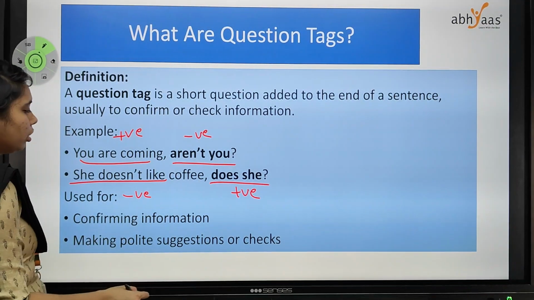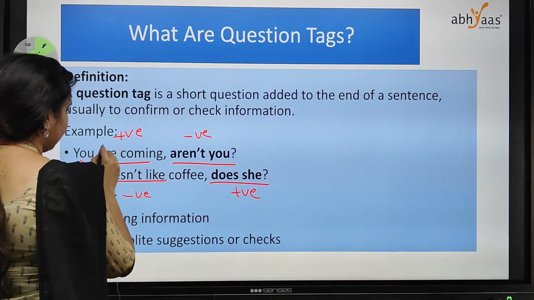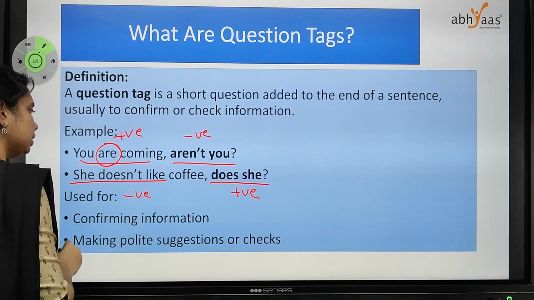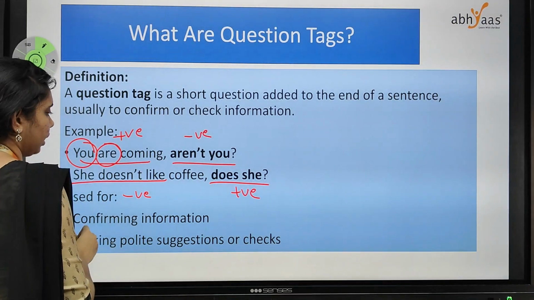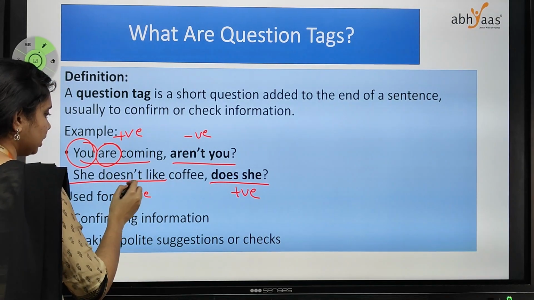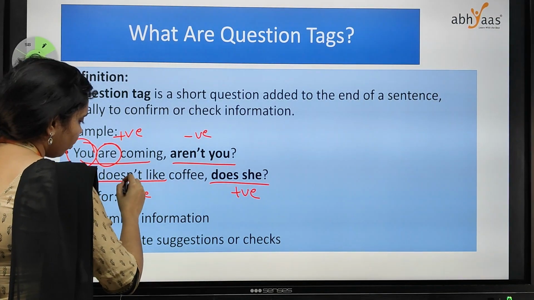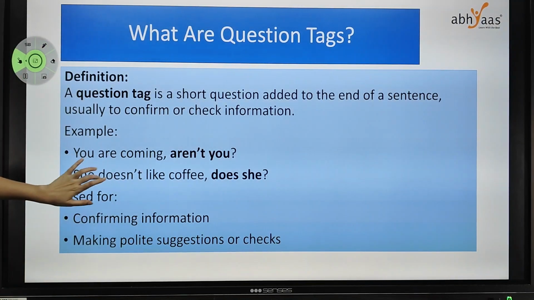So what are you going to use in your question tag? It consists of only two things. One is your helping verb, which is already present in the sentence, and the next one is the pronoun, which is already present in your sentence. So using these two, you're going to form the question tag. She doesn't drink coffee. So what is the opposite of doesn't? Does. She. Okay.